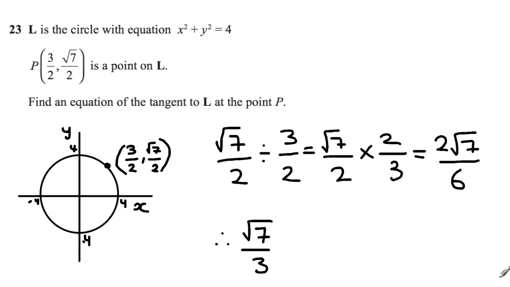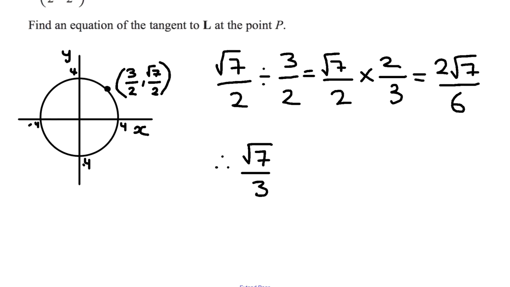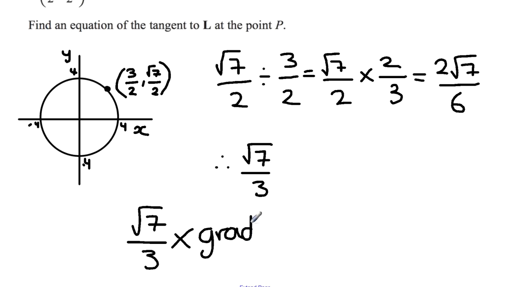So that's the gradient. Our next step is to find the perpendicular gradient. To do that, we need to set up this equation. The gradient of the line O to P, which is square root 7 over 3, times gradient 2, the gradient of the perpendicular line, equals minus 1.